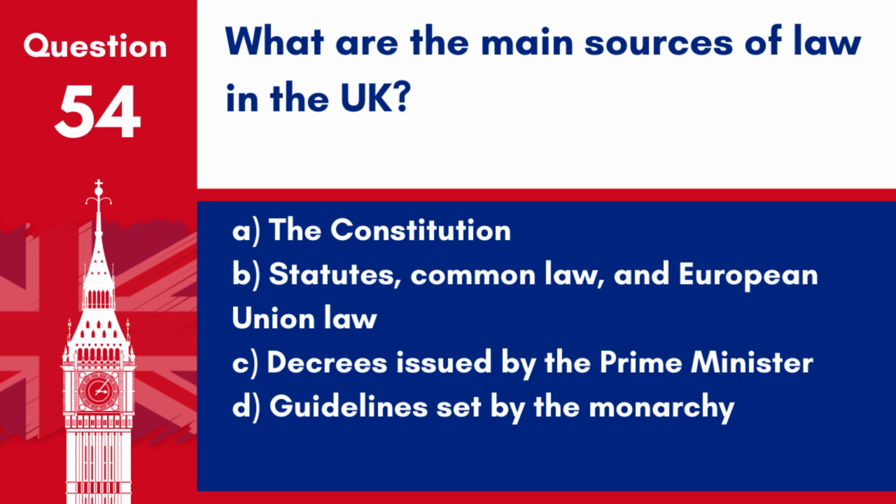Question 54. What are the main sources of law in the UK? A. The Constitution. B. Statutes, common law, and European Union law. C. Decrees issued by the Prime Minister. D. Guidelines set by the Monarchy.